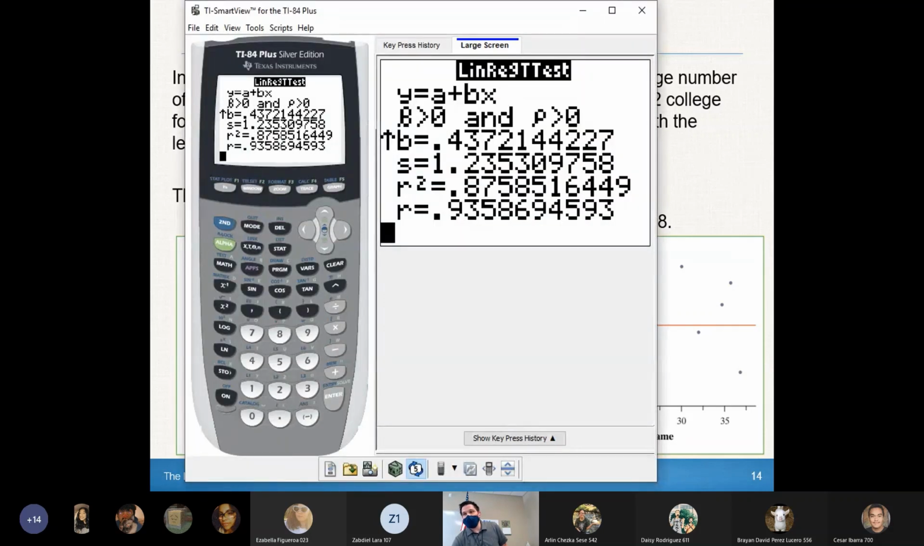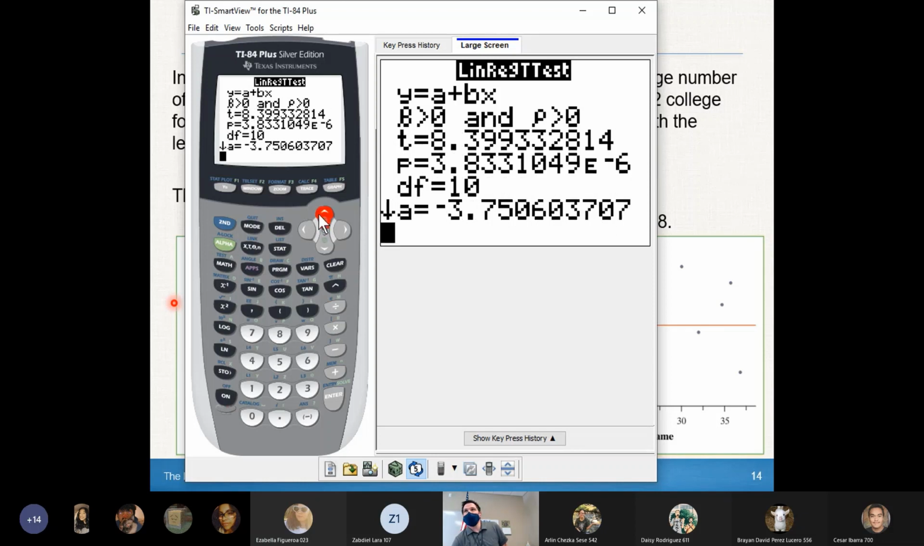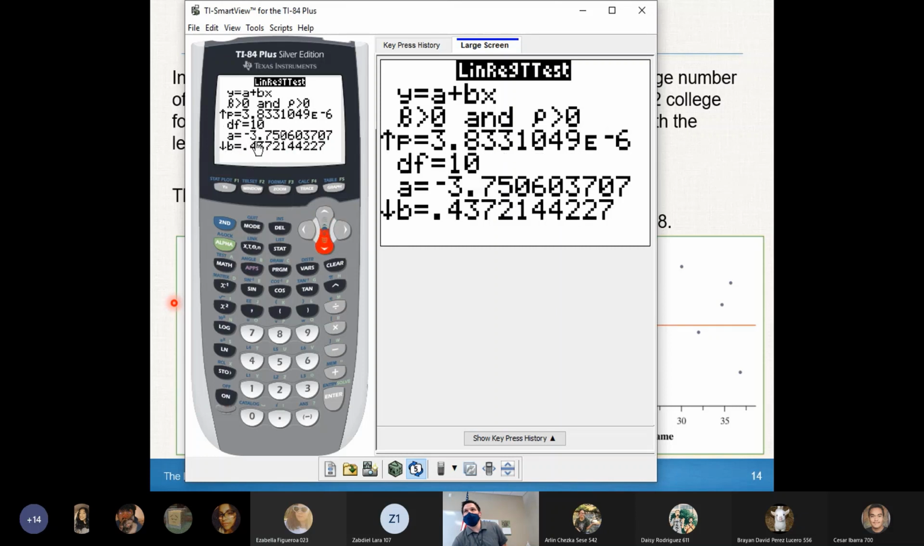This is the data set that I used in the calculator. And so we can see where they have these values. They have 1.24 for s. They've just rounded this to 2 decimal places. R squared, they did 0.88. Again, they rounded to 2 decimal places. A, negative 3.75. B, the slope, 0.437.